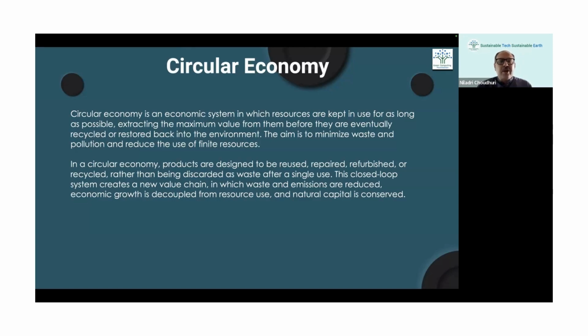So in a circular economy, products are designed to be reused, repaired, refurbished, or recycled rather than discarded as waste after a single use. This closed loop system creates a new value chain in which waste and emissions are reduced, economic growth is decoupled from resource usage, and natural capital is conserved.